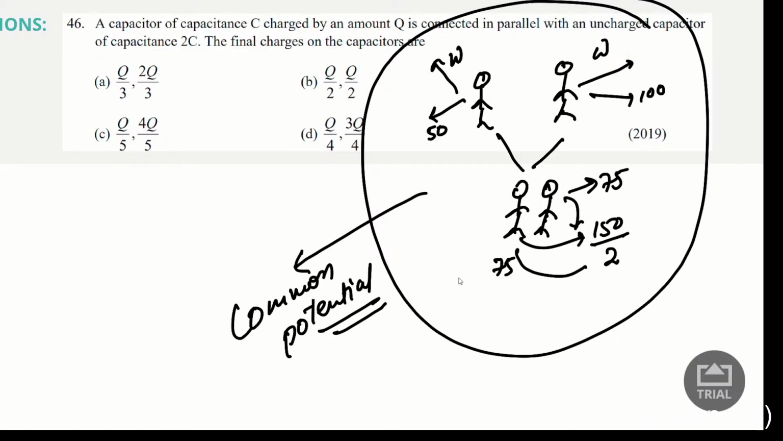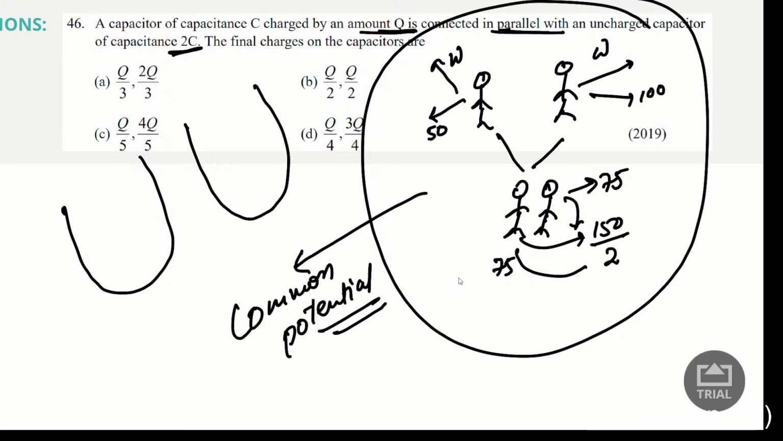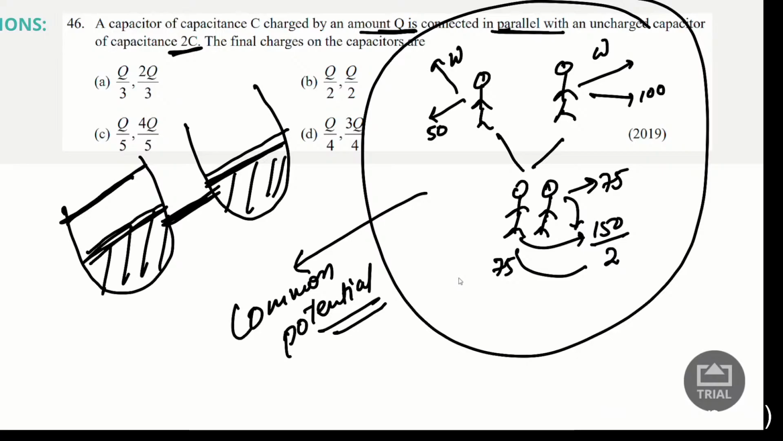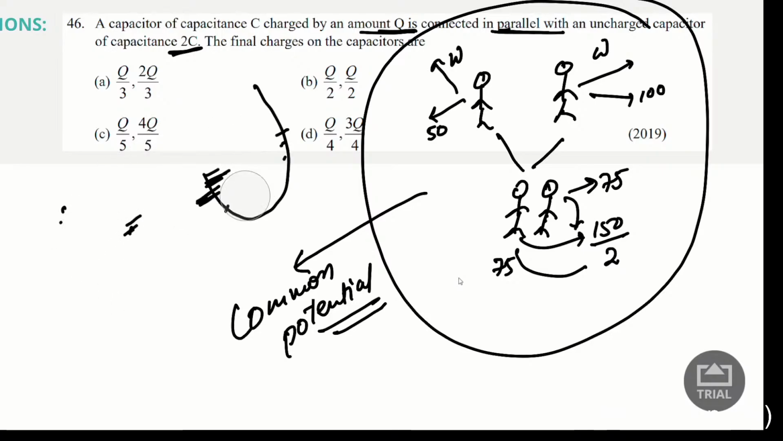See, a capacitor you have taken, capacitance C, charged Q, is connected in parallel with another uncharged capacitor of 2C. The moment you connect it, charges will flow till both have the same potential. You can understand with a jug example. Take a big jug, take another jug. Here it has water till this much, here it has water till this much. The moment you connect them, water will flow in such a way that they both have the same level. Correct? Yes or no, kids? Clear? The same thing will apply to common potential.